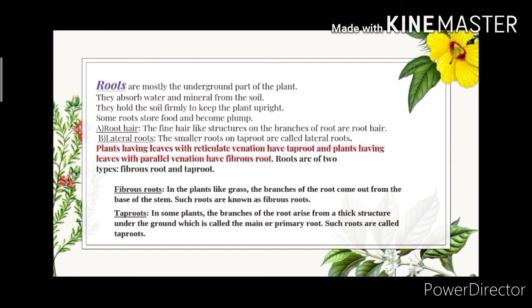Fibrous root is what? If a plant has roots which are very complex, with very thread-like structures appearing on the roots, that is known as a fibrous root. So parallel venation plants will have a very complex root. And plants with reticulate venation leaves will have a simple taproot, meaning a thick root will appear, and no lateral roots will appear on that portion.